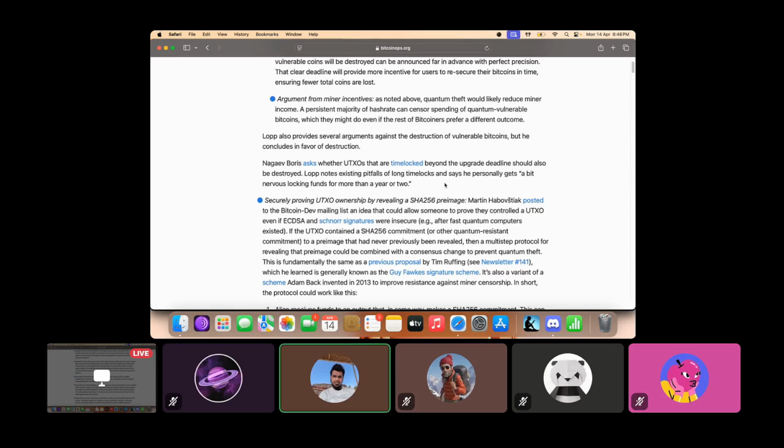So do you confiscate those coins? Do you burn those coins via soft fork before they land in the hands of a bad actor, or do you allow those coins to get stolen? Right. So all three of you, let's see what you guys have to say.